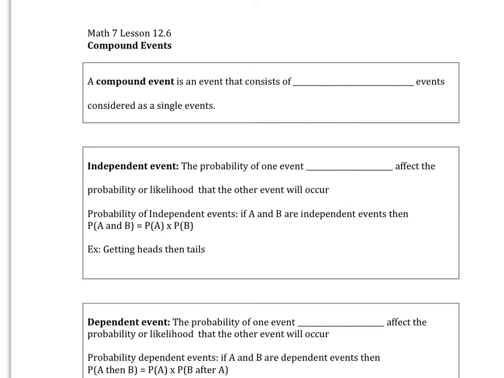Math 7, Lesson 12.6, Compound Events. A compound event is an event that consists of two or more events that are considered as a single event. So it's when two or more things happen and it's all considered one event.